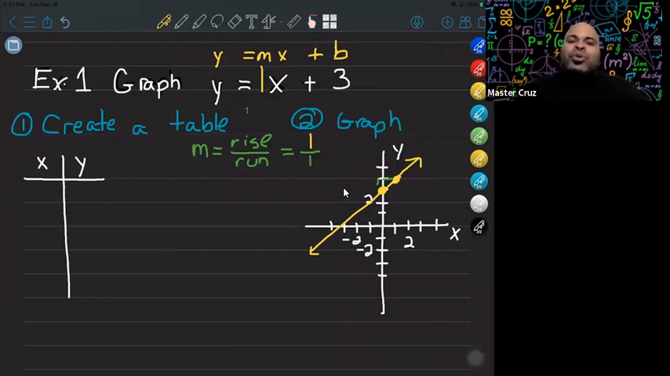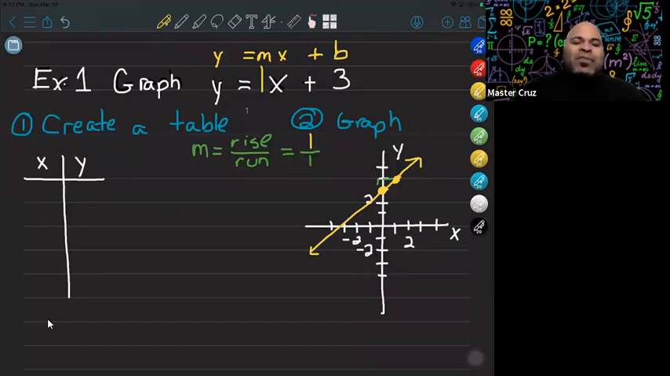But if you're not sure, then we're going to do what we always need to do every time I give you an equation, and that is create a table. So with me right now, you're going to create a table so that we can find more points to plot along this line to make sure that it's going to the right place.